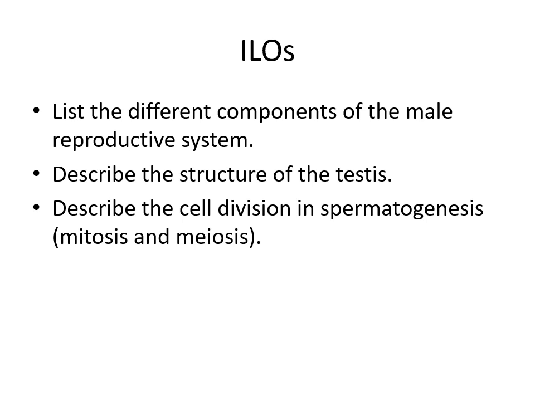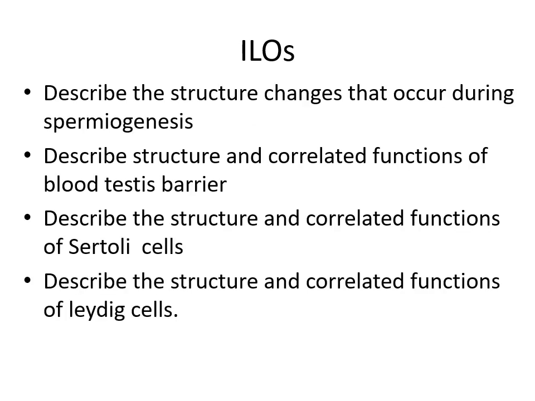Today we will discuss the components of the male reproductive system, the different components. Then we will describe the structure of the testis. Then we will describe the cell division. This is a very important topic, the cell division in the testis, meiosis and mitosis. Then we will describe the change in the structure during spermiogenesis. Spermiogenesis: sperm is the male sperm, genesis is the formation. So spermiogenesis is the formation of the male sperm.